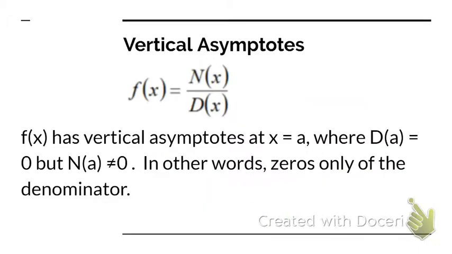Okay, so to find a vertical asymptote, f of x will have a vertical asymptote at x equals a, where d of a is equal to 0, meaning the denominator is equal to 0, but the numerator is not. In other words, it's zeros of only the denominator. Later on, we'll see that holes occur at zeros of both the numerator and the denominator. But if it's just the denominator, you're going to have a vertical asymptote. If there's a 0 just in the numerator, you're going to have a 0, an x-intercept.